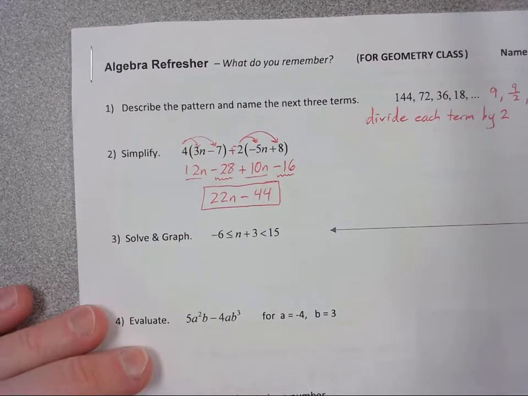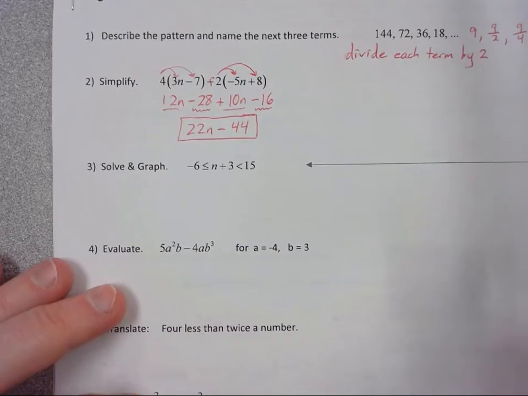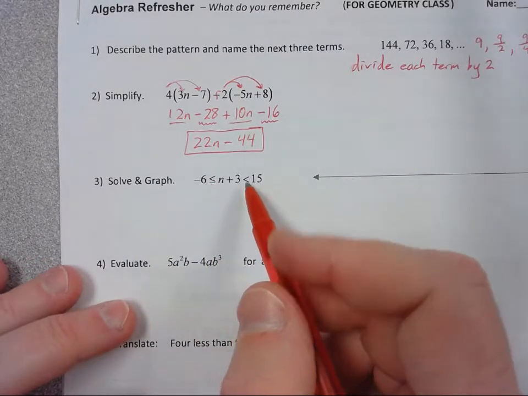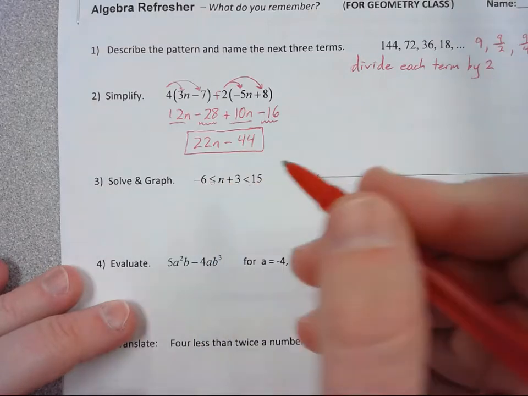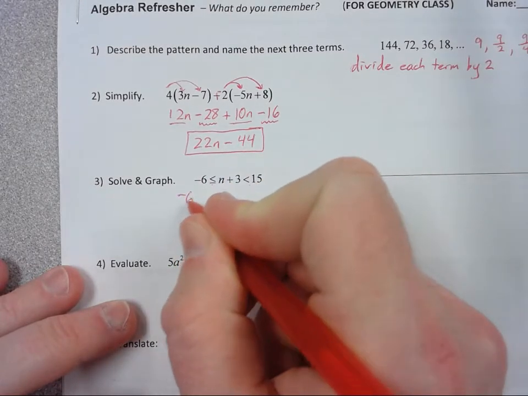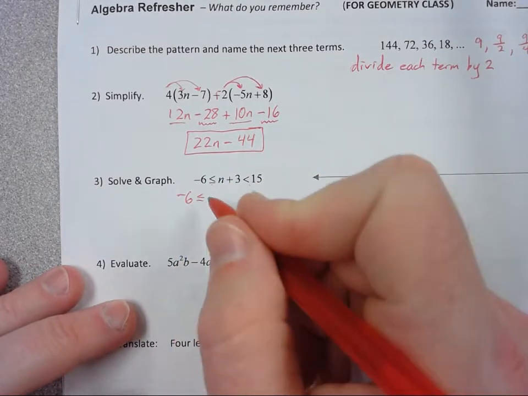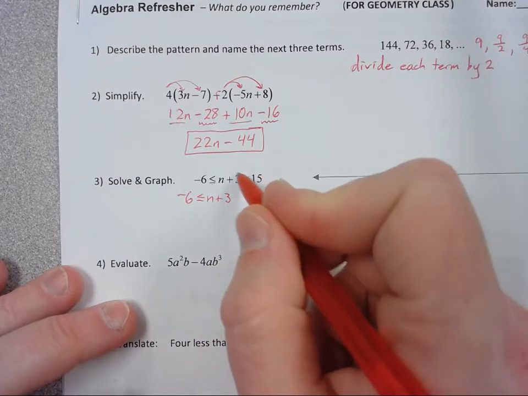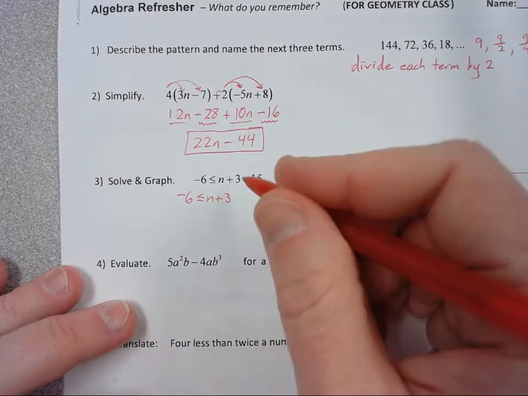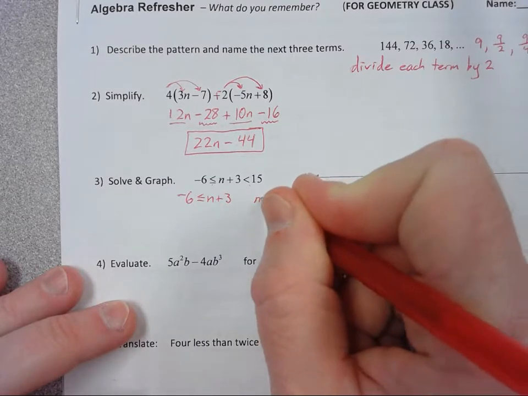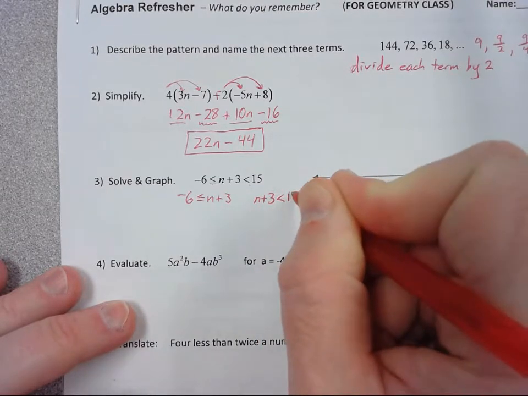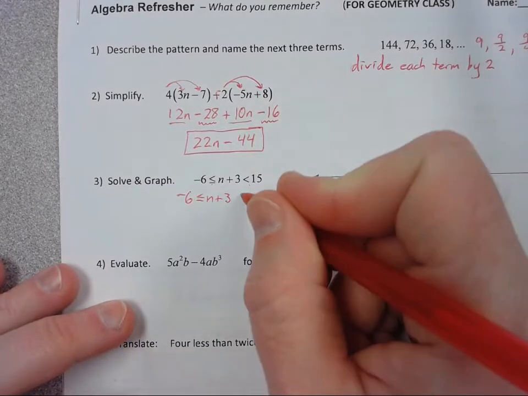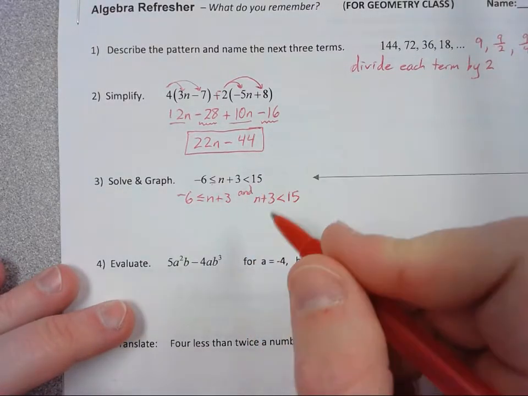Number 3, we have a compound inequality, meaning that there's 2 inequality signs. That means that we want to separate it into 2 different inequalities. Negative 6 is less than or equal to n plus 3. So we keep all of that middle with the left side, and we use all of that middle with the right side. N plus 3 is less than 15. And so we need both of these to happen, so it's an AND statement.